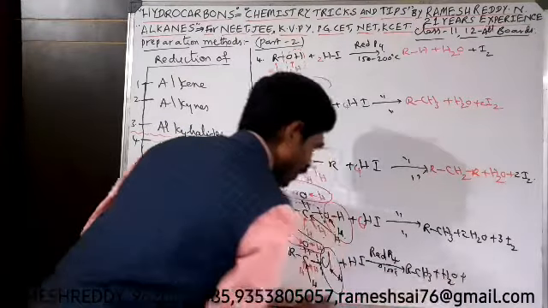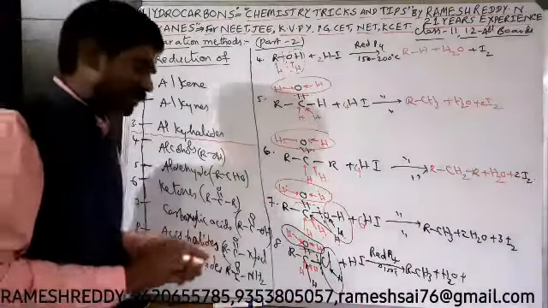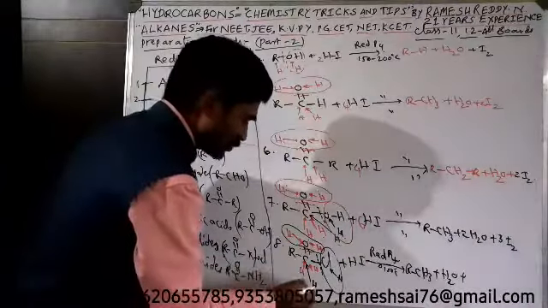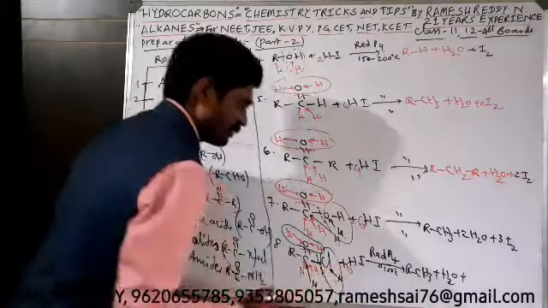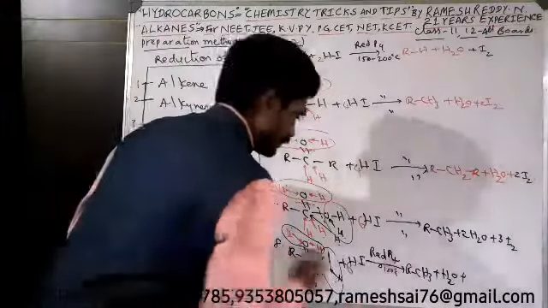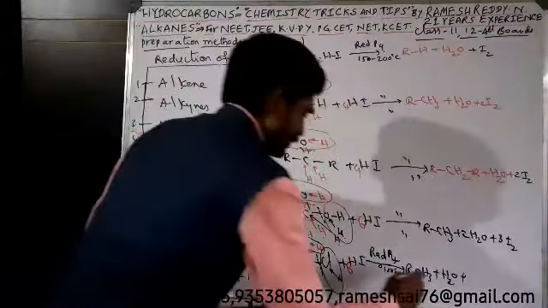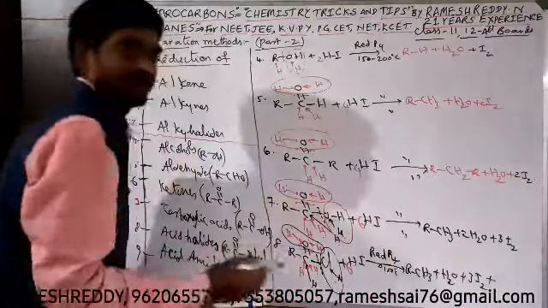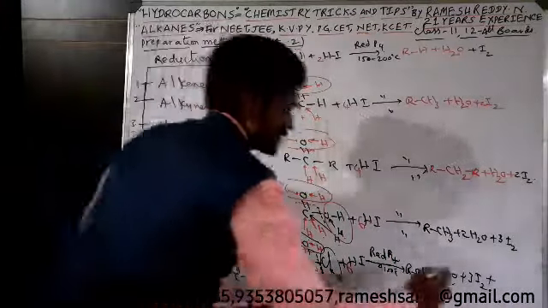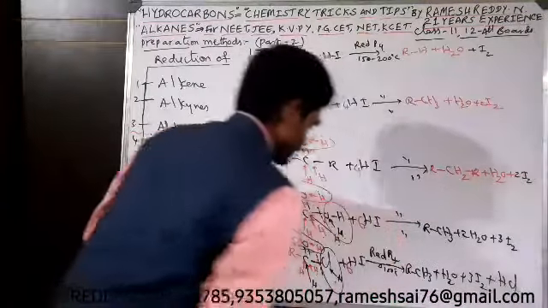And how many moles of hydrogen did we use here? 1, 2, 3, 4, 5 and 6. Totally 6 moles of HI. That means it is removed as 3 moles of H2 and 3 moles of I2, and HCl is also removed, right?